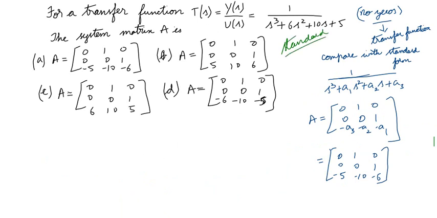Standard problems, in the sense when the numerator is not having an S term, there are no zeros, that is a transfer function. As a transfer function is asked, what I have to do? I have to compare with the standard form. Standard form is 1 by S cube plus A1 S square plus A2 S plus A3. If it is in this form, I have given the derivation in another lecture, State Space Analysis part 1. You can refer to that video. So minus A3, minus A2, minus A1. If you compare with this problem, this is my A3, this is my A2, this is my A1. So fill those values, you get the option, right? Among these, which option is satisfying? I think option A is satisfying. So this is the correct option.